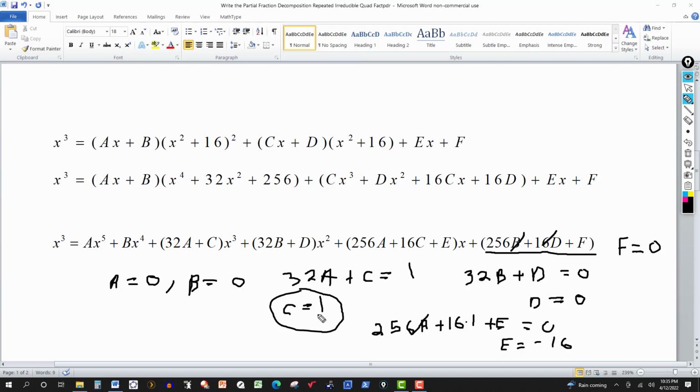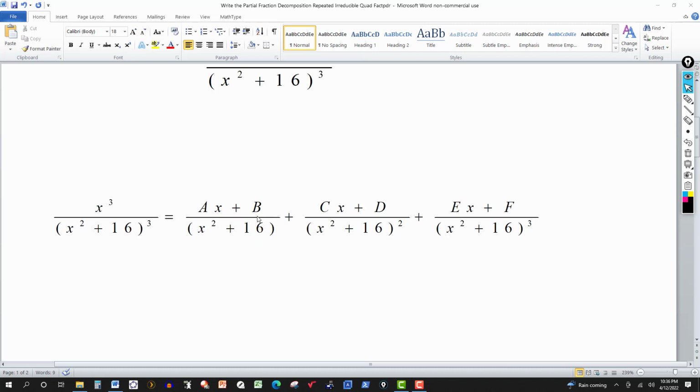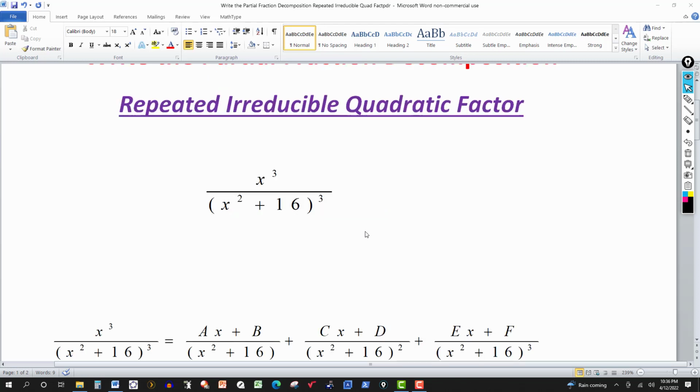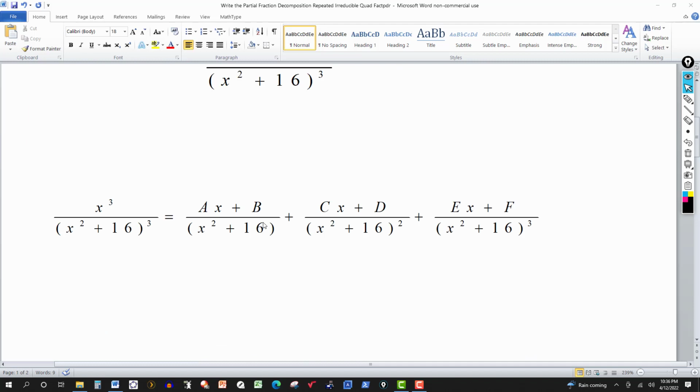So we simply make the replacement in the original setup. Replace the c by 1 and put in the zeros for the other ones. And of course the e is negative 16. So this expansion right here then, a, b, d, and f are 0. c is equal to 1. So we make the substitutions there. And here we have the final solution. The c was 1. The e was negative 16.